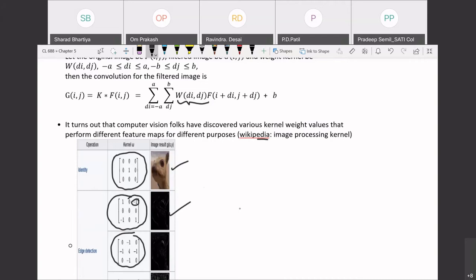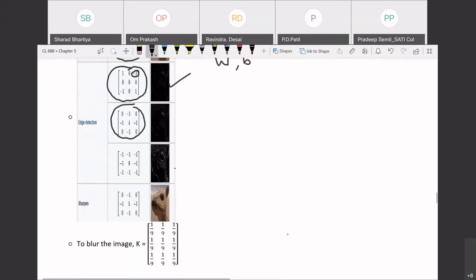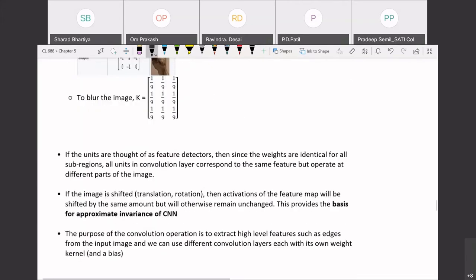So these all are unknowns for us, W and B, just like in the previous. This is only to understand that there are certain weights. When you do that convolution operation, it can do an edge detection, it can sharpen it, or it can give you an identity, which means the same input again. To blur the image, they suggest using this.